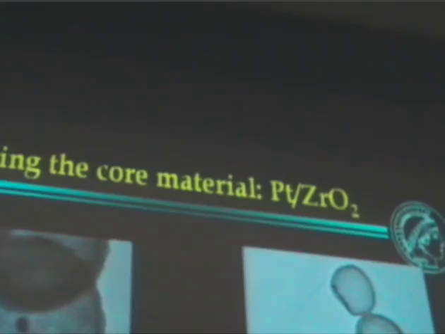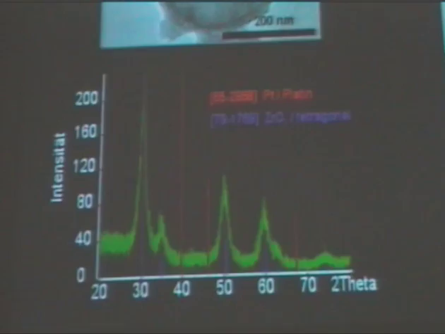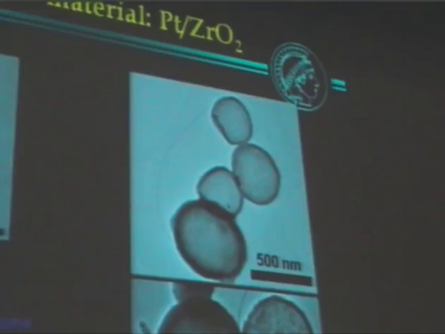These are the first results. They are not optimized yet, but I thought I would also show you data more or less from the bench. Platinum in zirconia shells. Sometimes we succeed in having one platinum in a zirconia shell, but sometimes there are also two in there or none in there. So this system is not as easily controlled as the gold system.